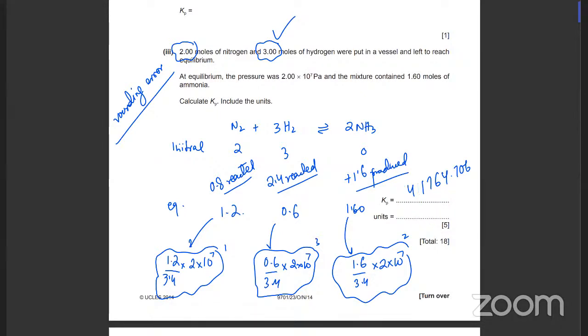When you're writing it on paper, write it up to 3 significant figures. But if you're going for the Kp value, do everything in one step on your calculator. Try and solve the whole Kp value. Okay?